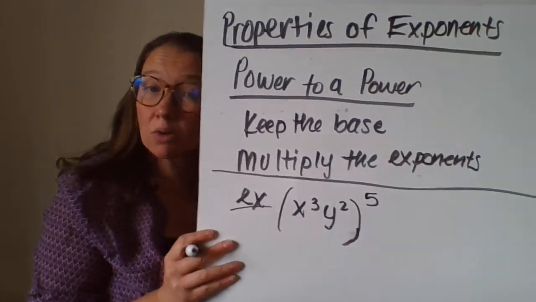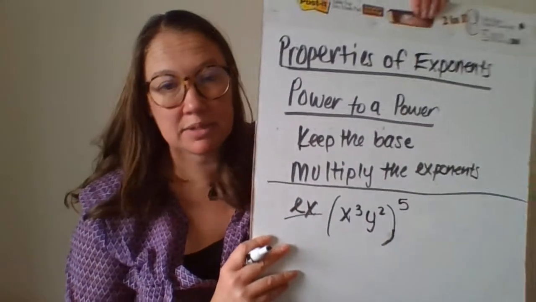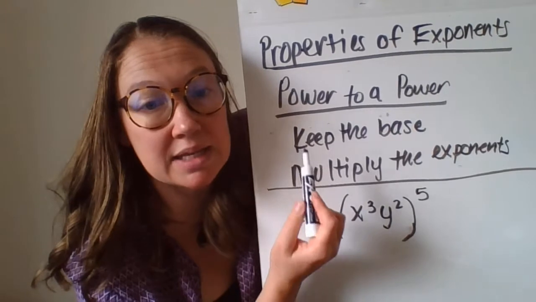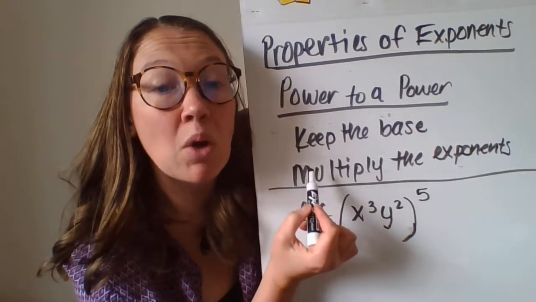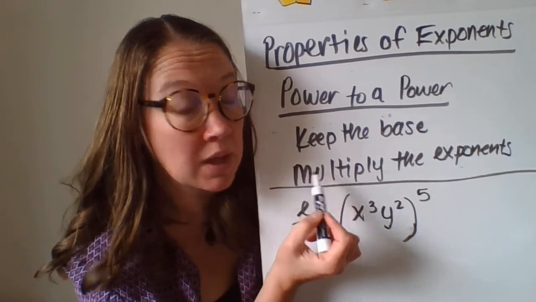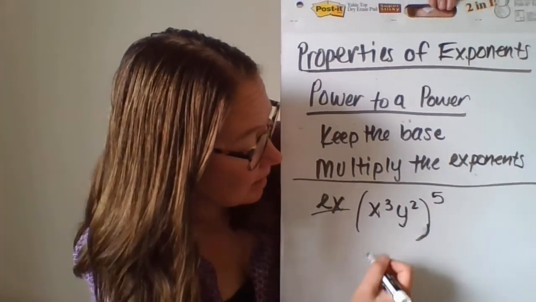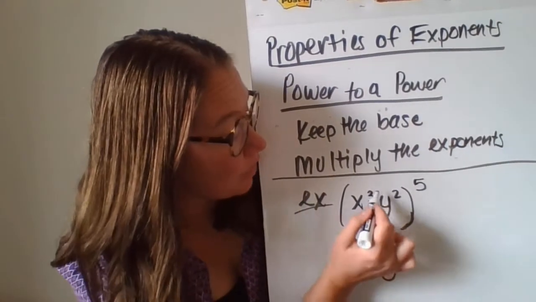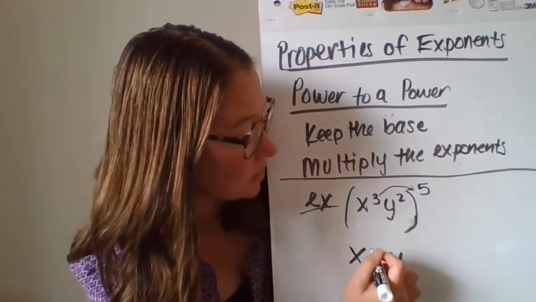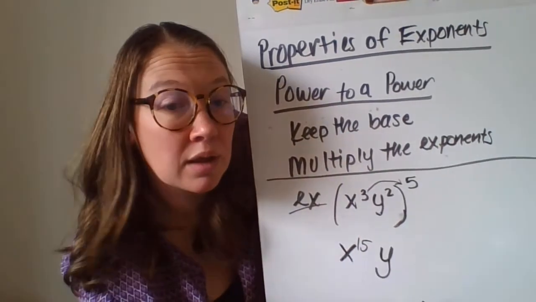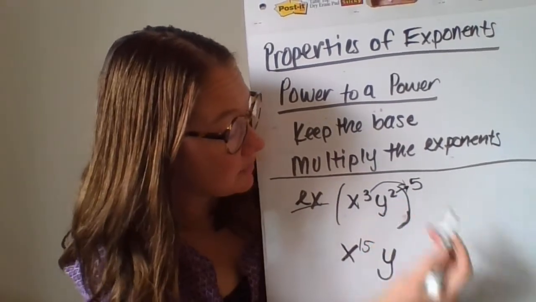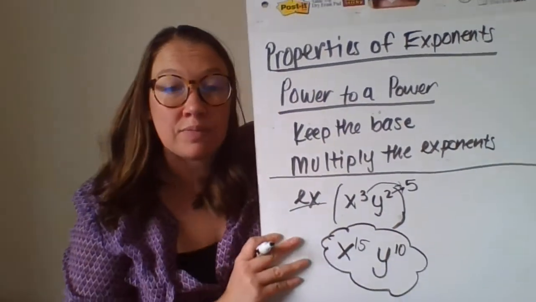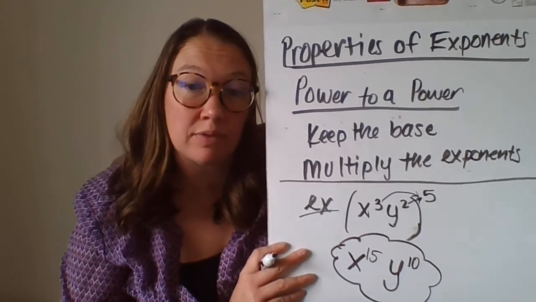I don't want to write each of these out 5 separate times because that seems ridiculous. So what I'm going to do is remember my shortcut, which is to keep the base, multiply the exponents. So I'm going to keep my x, I'm going to keep my y. I'm going to take 3 times 5, and so that's actually 15 x's. And I'm going to take 2 times 5, and that's 10 y's. So my total answer here is x to the 15th and y to the 10th.